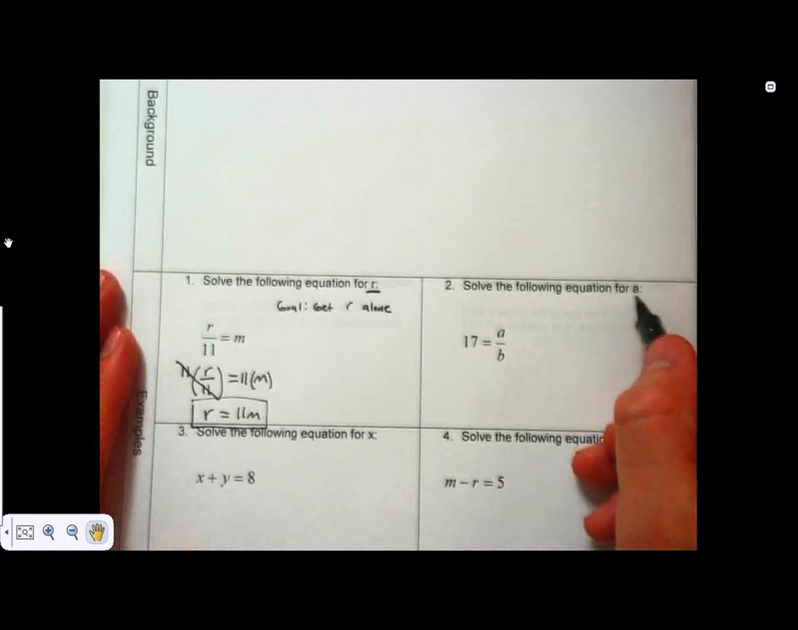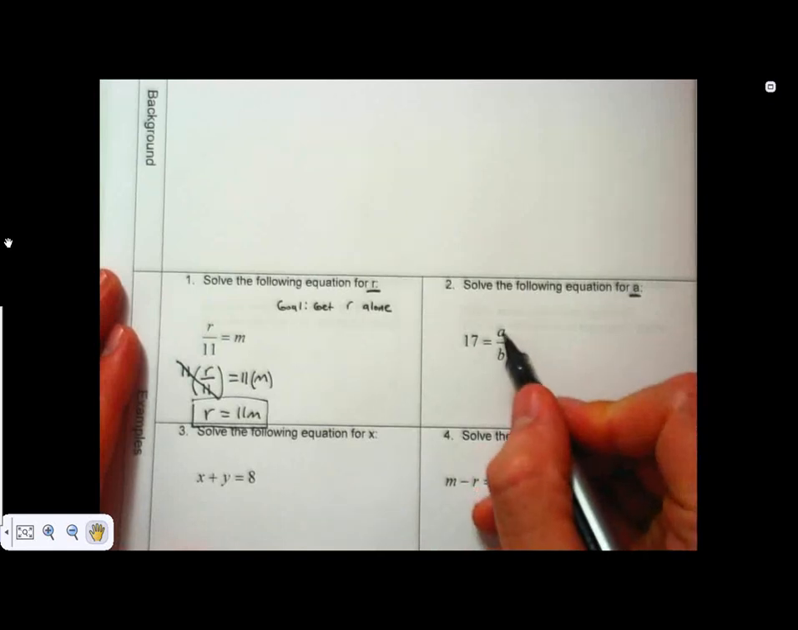Let's take a look at number two. In number two, our goal is to solve for a. What I want you to try is to solve this equation for a, pause the video, and then restart it after you've given it a try.